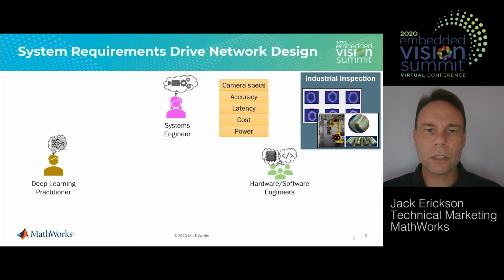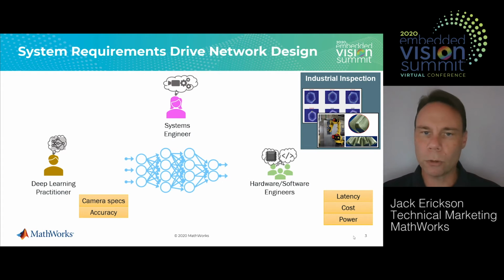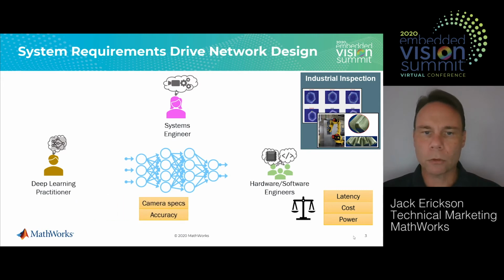Take an example like this industrial inspection application that we'll be using later in the demo. It probably has requirements for a high camera frame rate feeding it in and some pretty high accuracy to inspect defects. Those might be handed off to the person designing the deep learning network. They design a network and hand it off to the hardware team, who has to try to meet that high frame rate requirement by delivering low latency with efficient resource usage and power consumption.